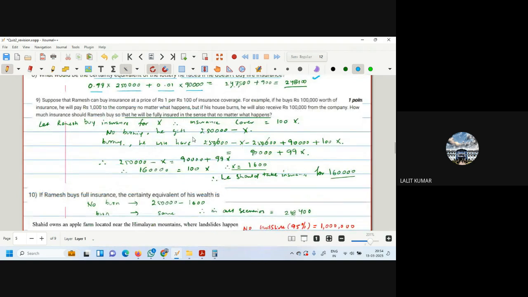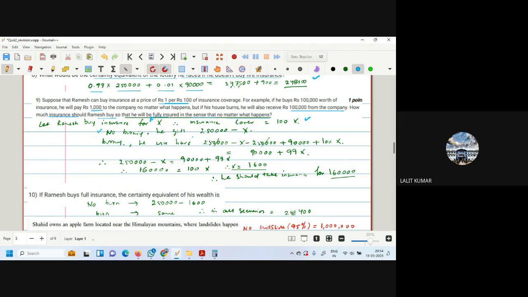Now the next part is, suppose that Ramesh can buy insurance at a price of rupees 1 per 100 of insurance coverage. For example, if he buys rupees 100,000 worth of insurance, he will pay 1,000 to the company no matter what happens. But if his house burns, he will also receive 100,000 from the company. How much insurance should Ramesh buy so that he will be fully insured, in the sense that no matter what happens, he gets the same amount? So we assume that Ramesh has bought insurance with premium X. So his insurance cover will be 100 into X.